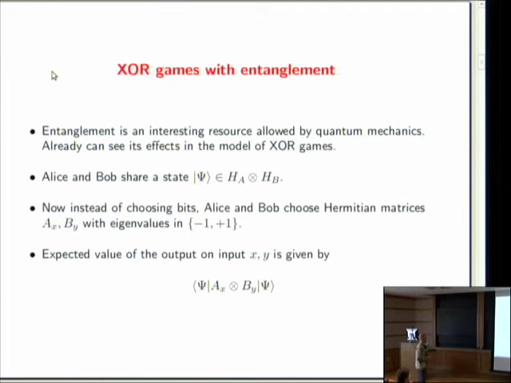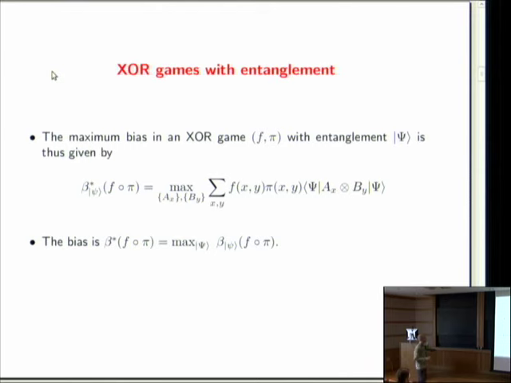All right? So now the bias will be given by this expression. You maximize over their strategies, so choices of these Hermitian unitary matrices, and you take the sum over all possible inputs of the correlation of their output with the input.